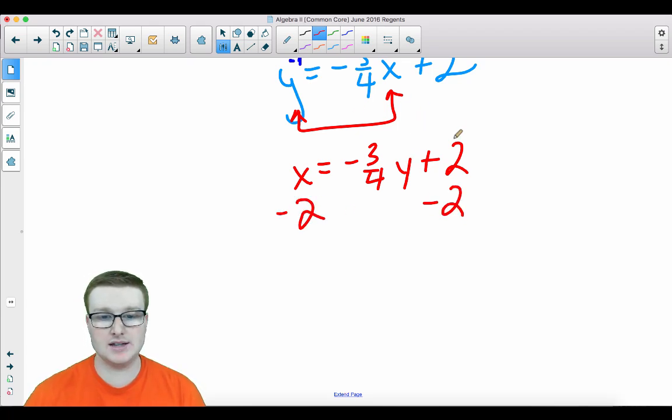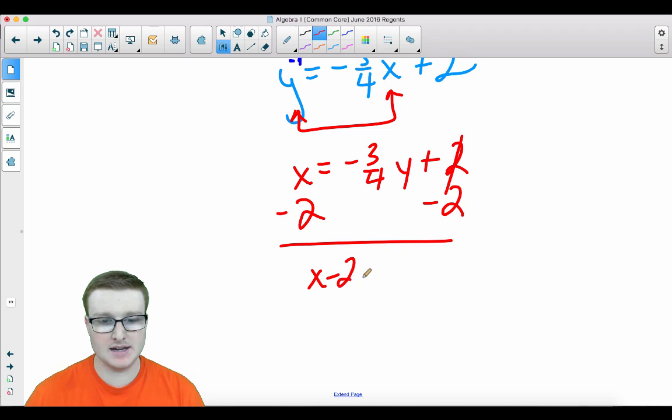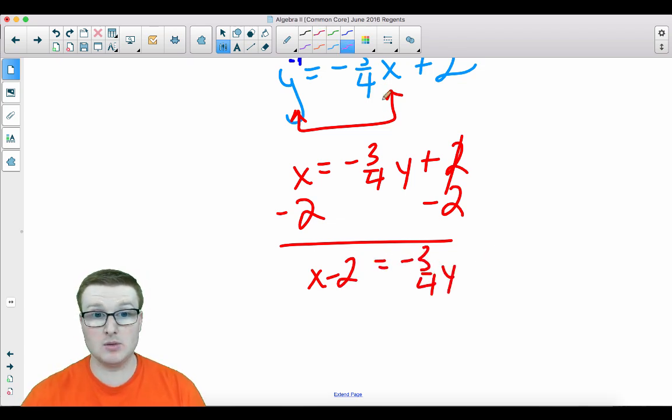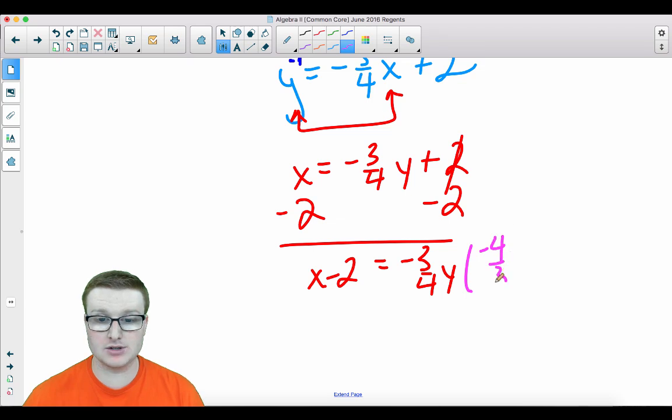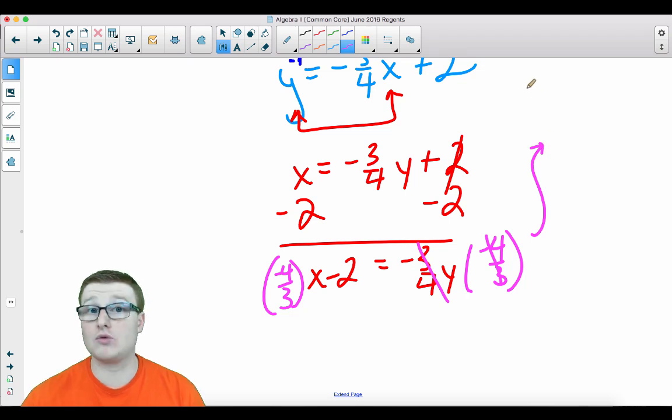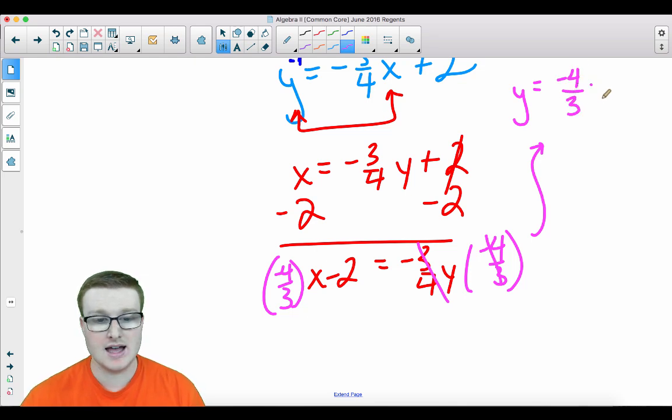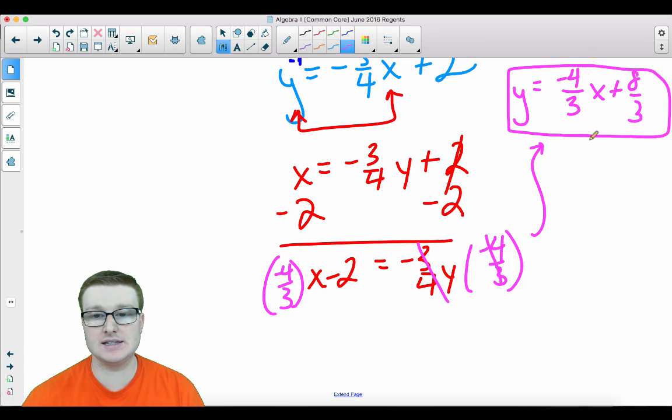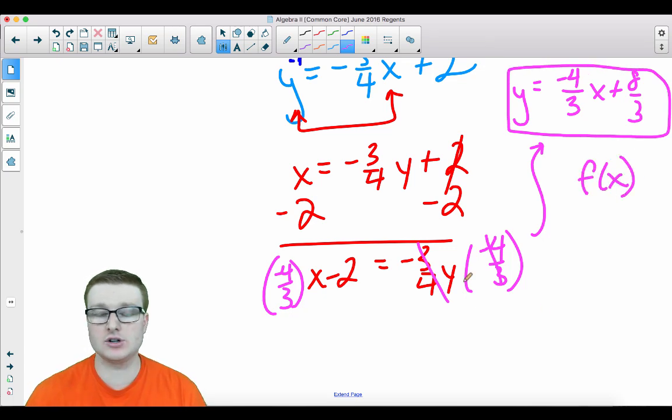Subtract the 2 on both sides. We get x minus 2 equals negative 3/4 y. Now to solve for y, we're going to multiply by the reciprocal, negative 4/3. Okay? Those cancel. And we get the original function, y, which is, again, f of x, equal to negative 4/3 x plus 8/3. Ladies and gentlemen, this is f of x. Negative 4/3 x plus 8/3.